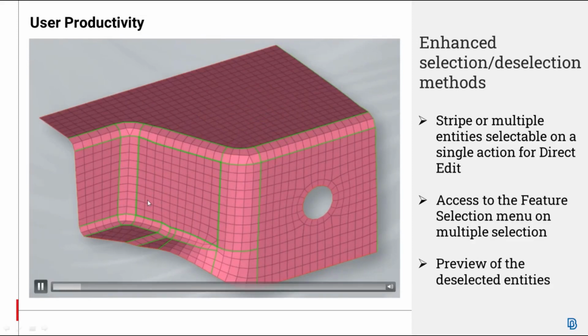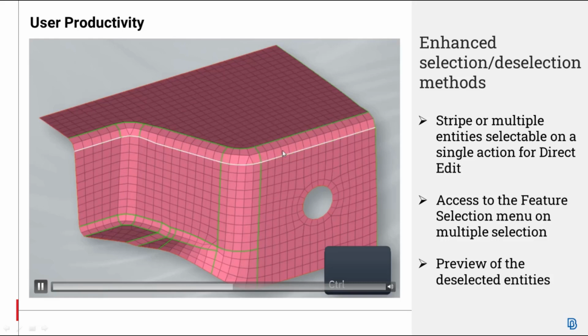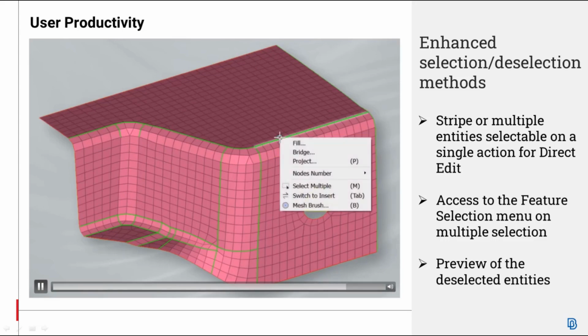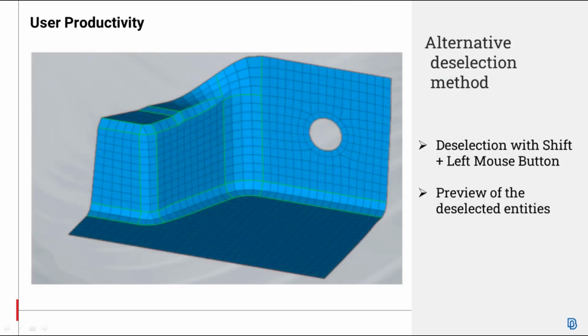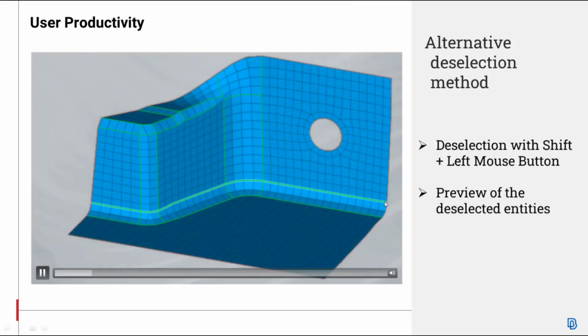A whole stripe of entities or multiple entities of the same type can now be selected in a single action for direct edit, since access to the feature selection menu is available. Furthermore, a preview of the deselected entities is now also provided. An alternative method in order to deselect entities by using the Shift button, along with the left mouse button, is now available, providing also a preview to the user.